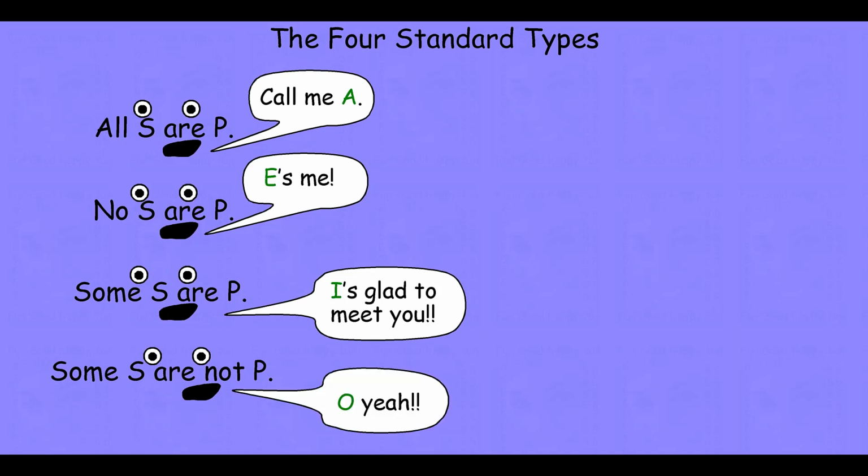So type A, universal affirmative: all dogs are mammals. Type E, universal negative: no dogs are reptiles. Particular affirmative: some dogs are chihuahuas. Particular negative: some dogs are not cats. Some dogs are not chihuahuas. So with those 4 standard form categorical statements, we're going to spell out our categorical logic.